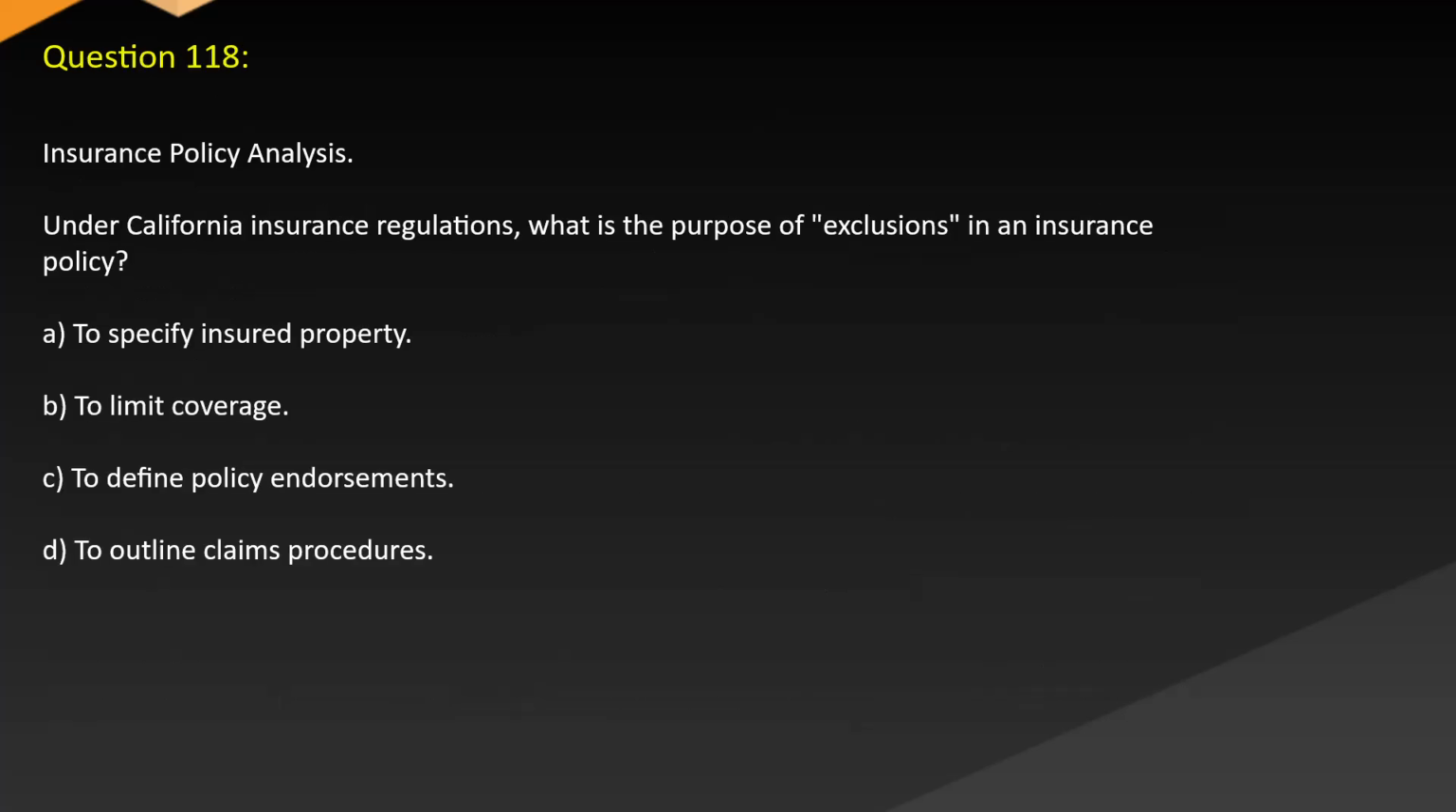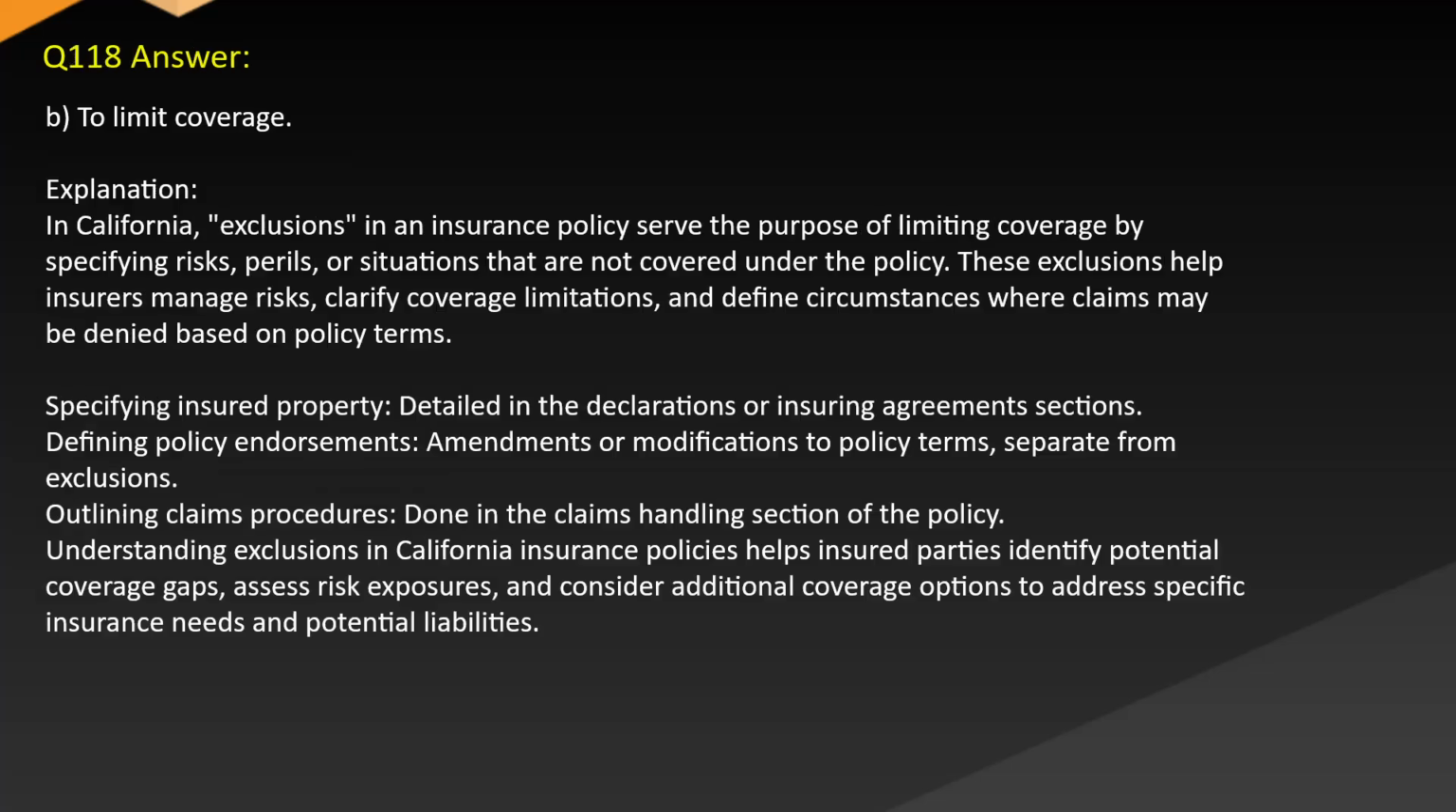Question 118. Insurance policy analysis. Under California insurance regulations, what is the purpose of exclusions in an insurance policy? A. To specify insured property. B. To limit coverage. C. To define policy endorsements. D. To outline claims procedures. Answer: B. To limit coverage.